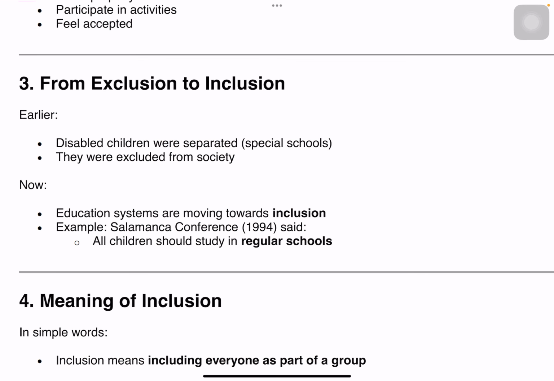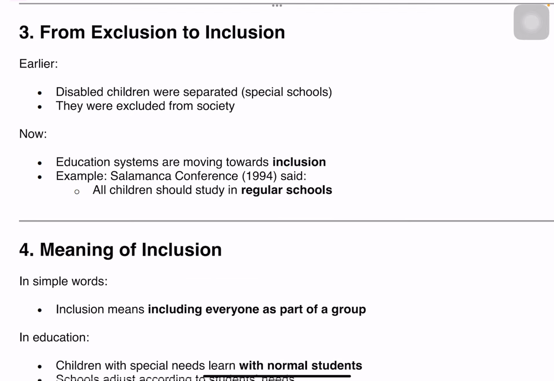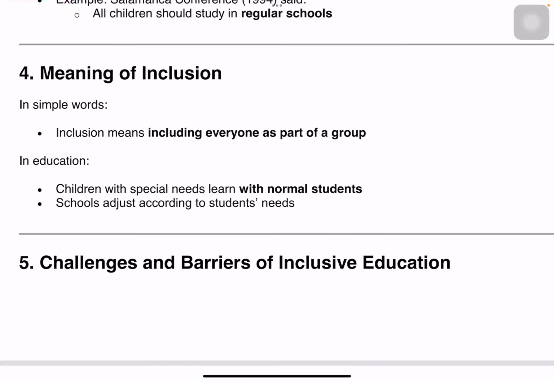From exclusion to inclusion. Earlier, disabled children were separated into special schools. They were excluded from society. Now, education systems are moving towards inclusion. Example: the Salamanca Conference 1994 said all children should study in regular schools. Meaning of inclusion: in simple words, inclusion means including everyone as part of the group. In education, children with special needs learn with normal students. Schools adjust according to students' needs.